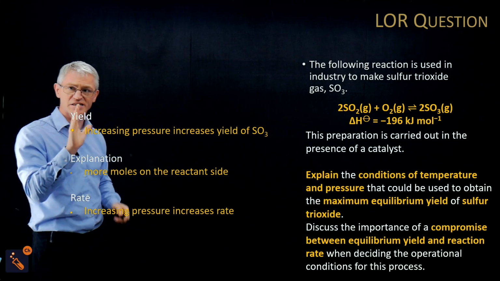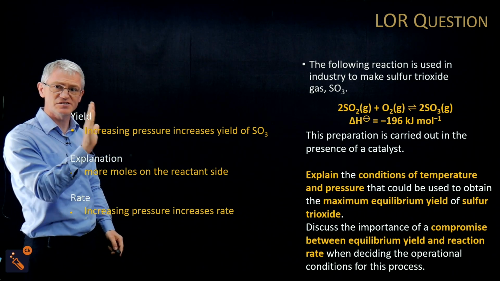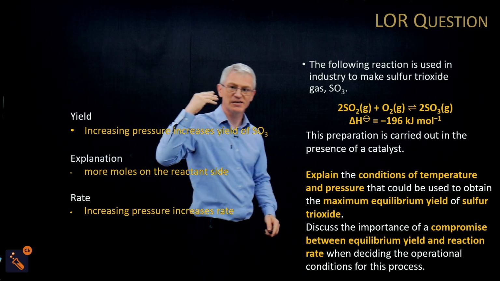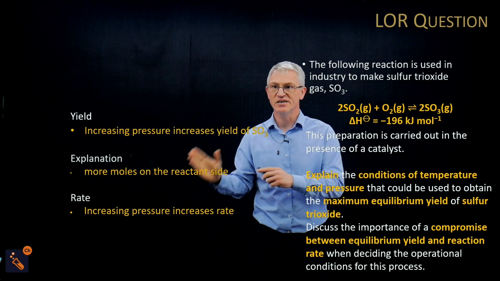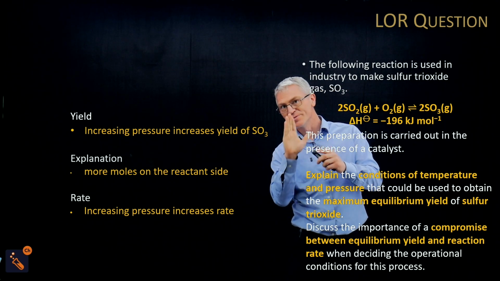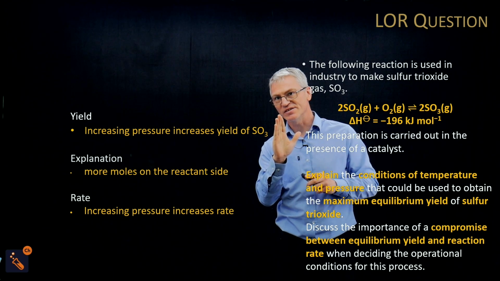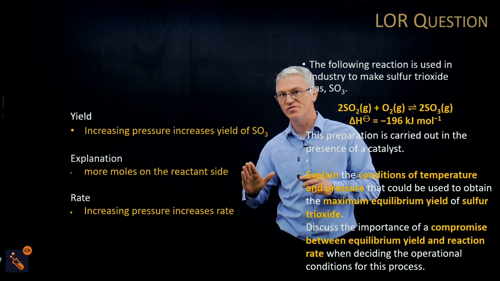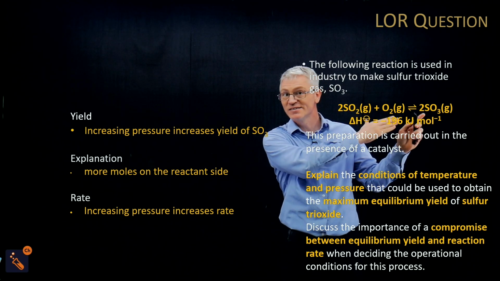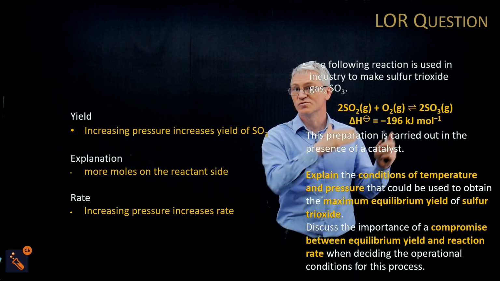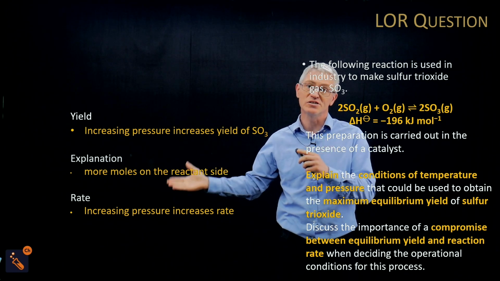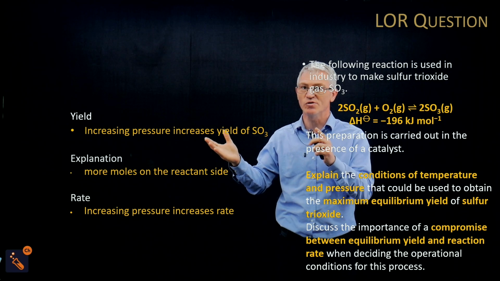Okay, so we've got here the yield. Increasing pressure increases the yield of SO3. Why is that? What you've got to do is think about the number of moles. Increasing pressure increases yield of SO3. That must mean there's more moles on the reactant side, because if you increase the pressure, it's going to move to the side with the least moles. The side with the least moles is the right-hand side, which means it goes towards the right. So increasing the pressure will push it to the side of the least moles, which is the right, which means you'll get more SO3.